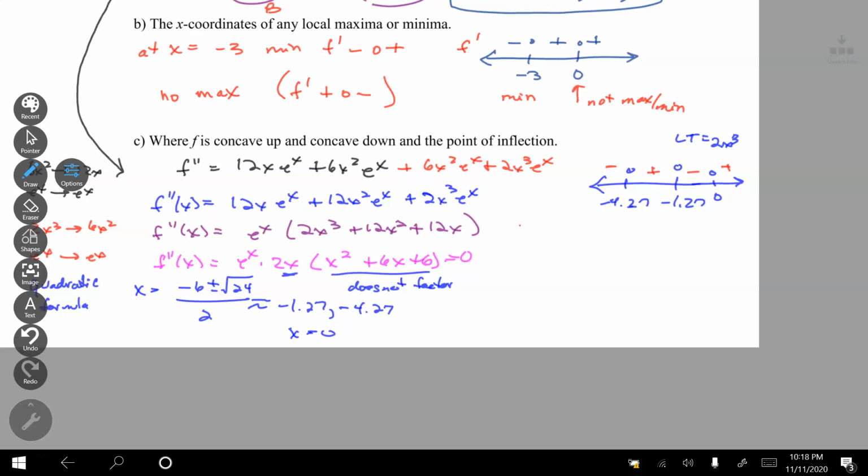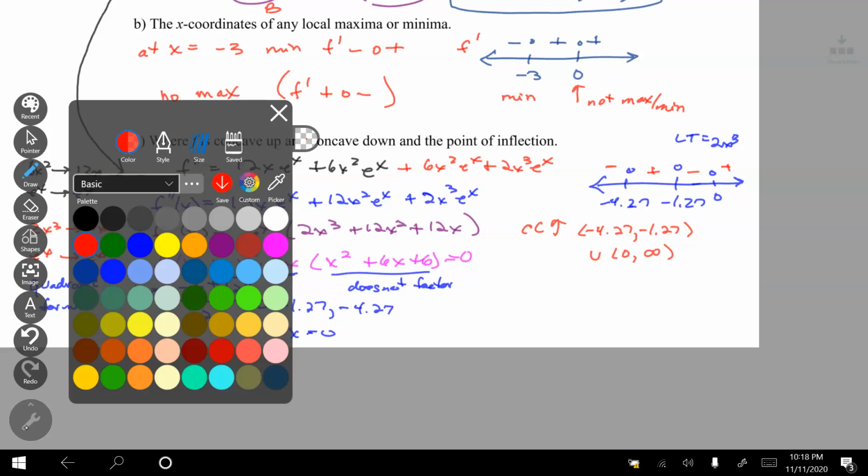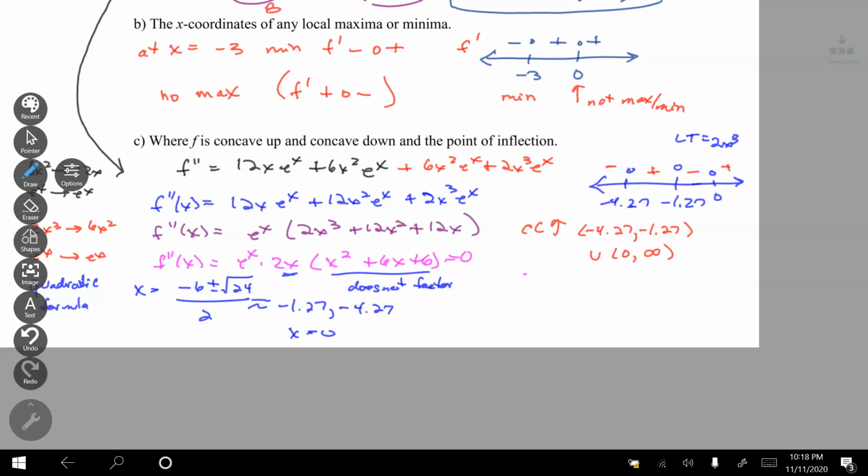And it will be concave up from negative 4.27 to negative 1.27 in union with 0 to infinity. And it is concave down from negative infinity to negative 4.27 in union with negative 1.27 comma 0.